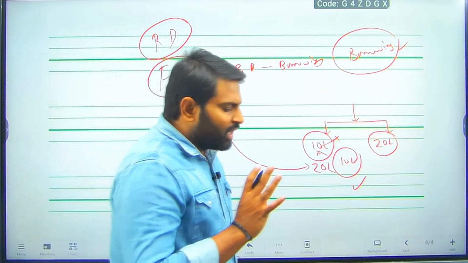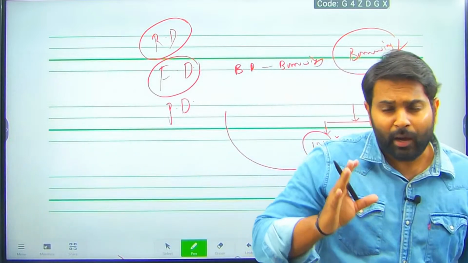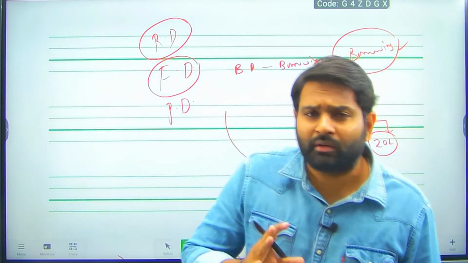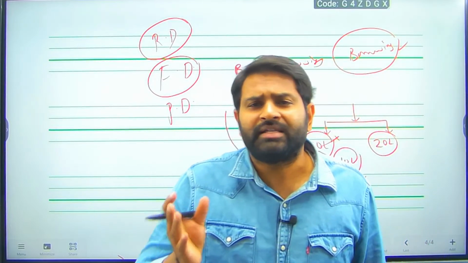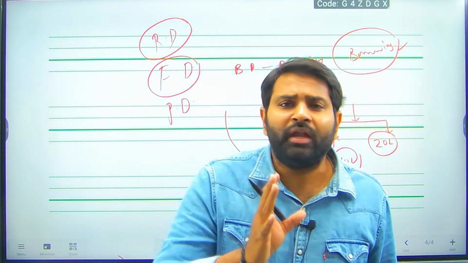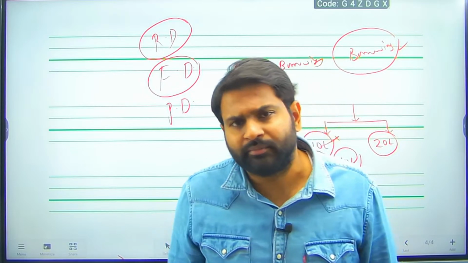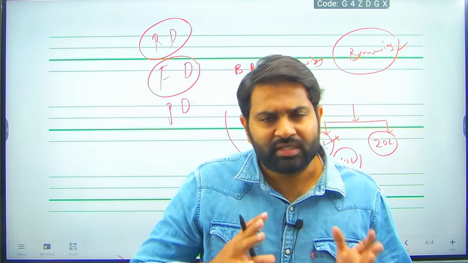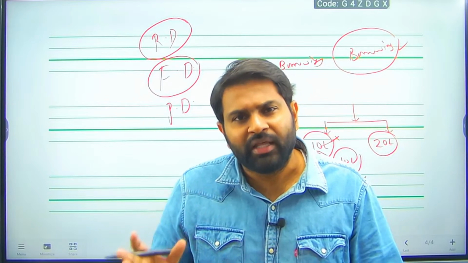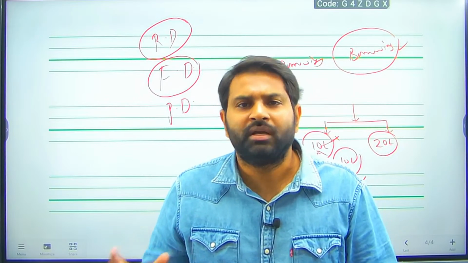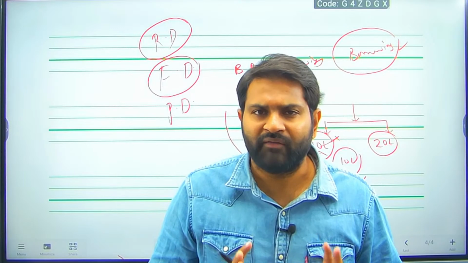Fiscal deficit is clearly telling you the amount of money borrowed, or the amount of money taken as debt by the government of India to meet the present expenditure. Able to understand? Fiscal deficit is the total money which is borrowed by the central government. That we need to keep in mind, fiscal deficit.